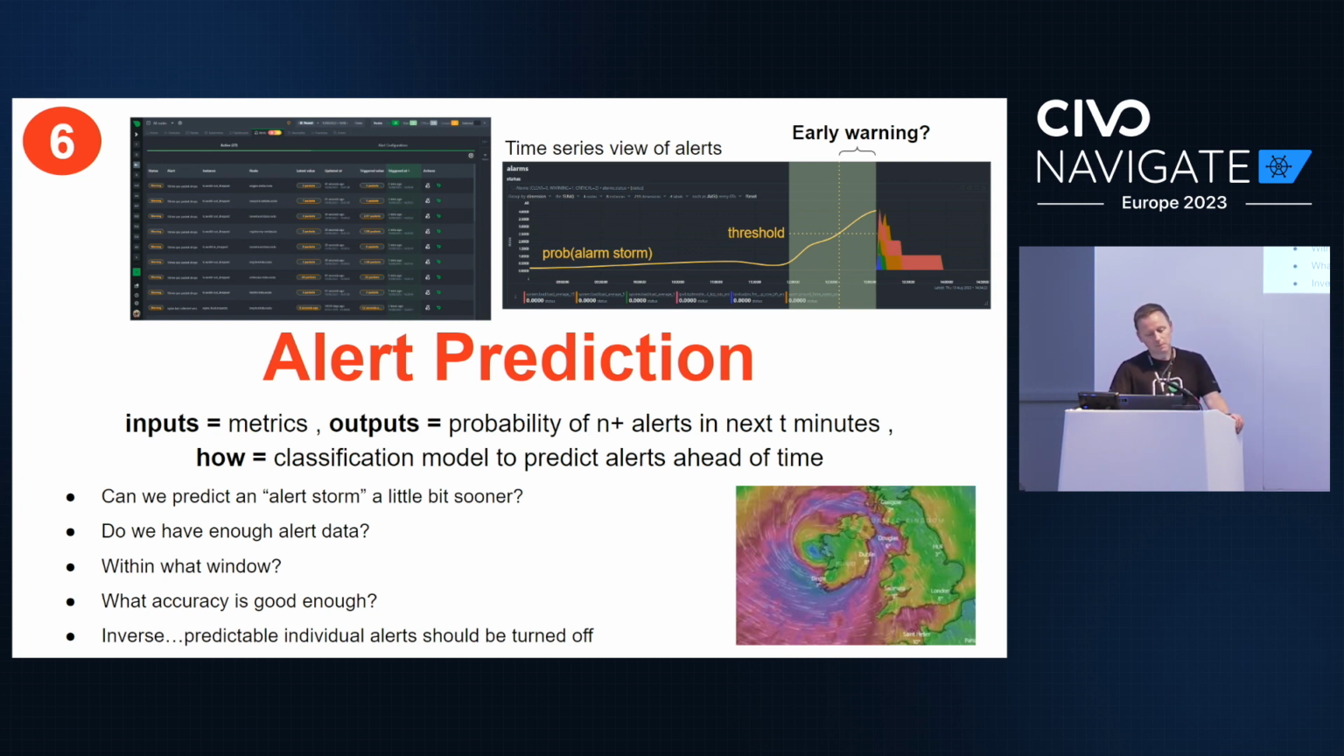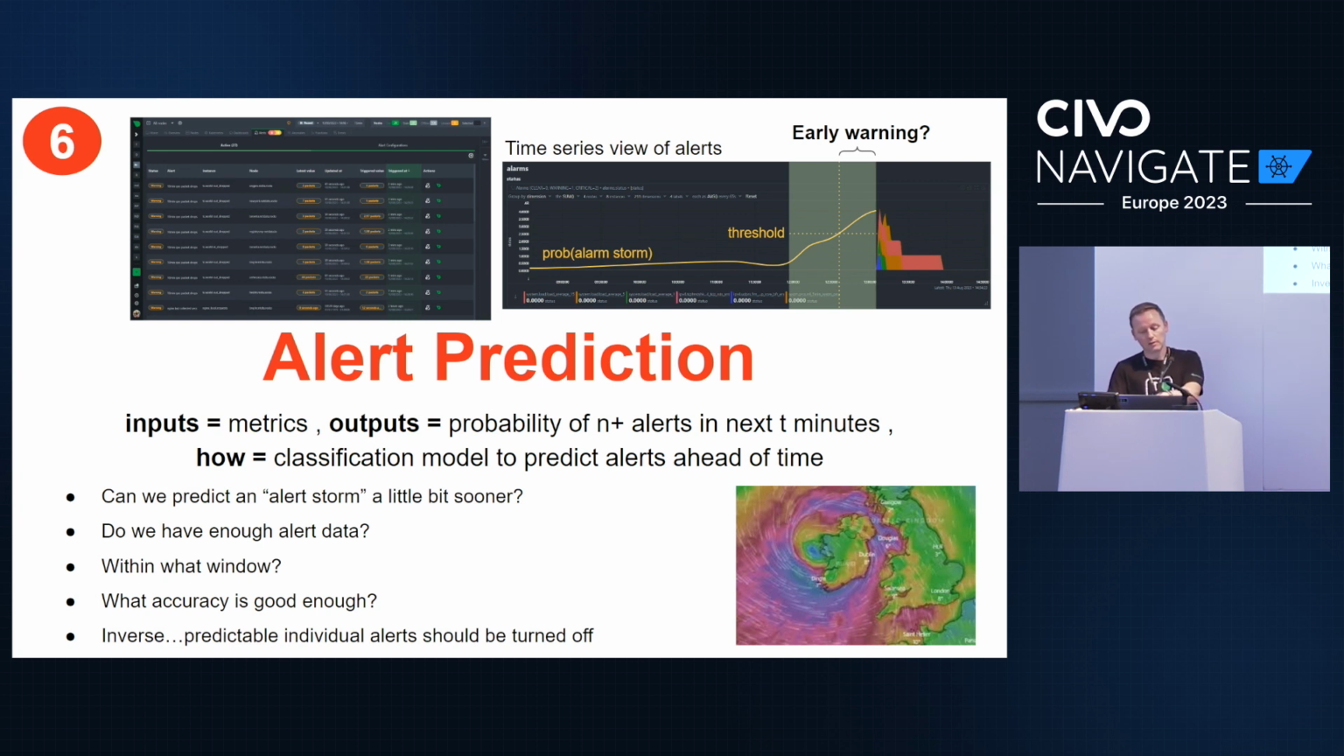The inputs could be your metrics, or it could be alert calculations, and your outputs are the probability of n plus alerts in the next T minutes. So in this example on the screen, that shows what we're thinking about. There was a cluster of alerts that happened, and we want to predict this alert storm ahead of time.